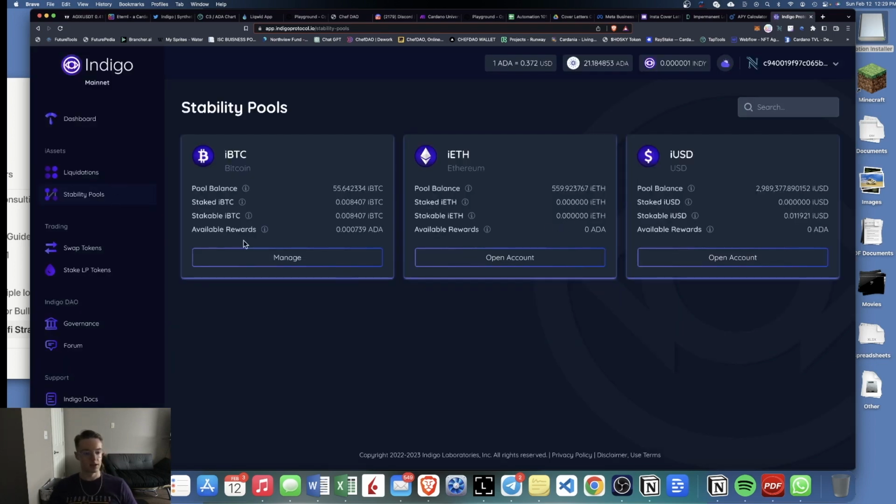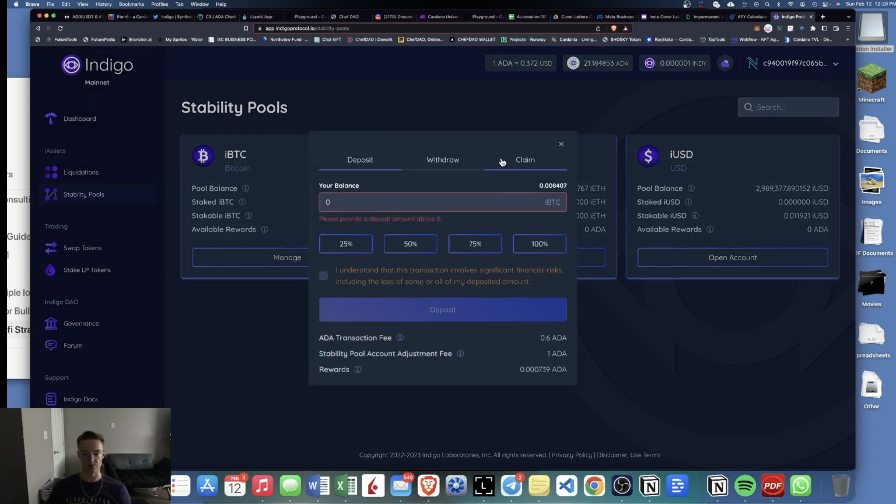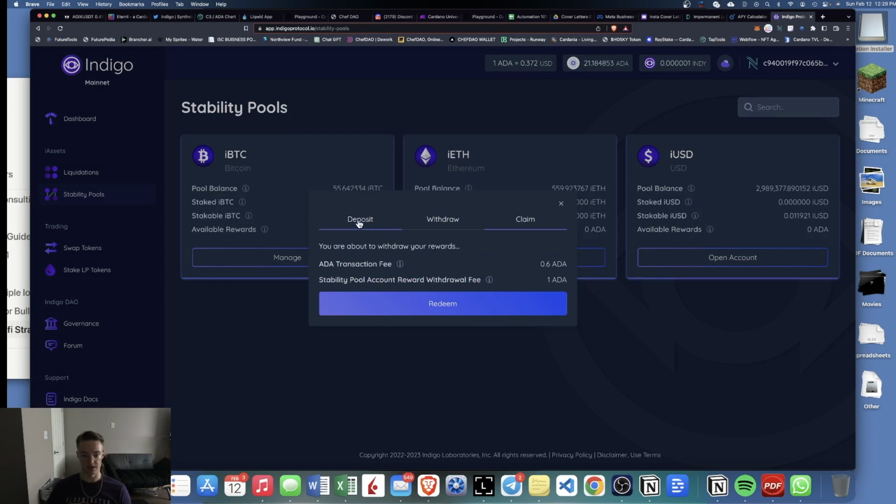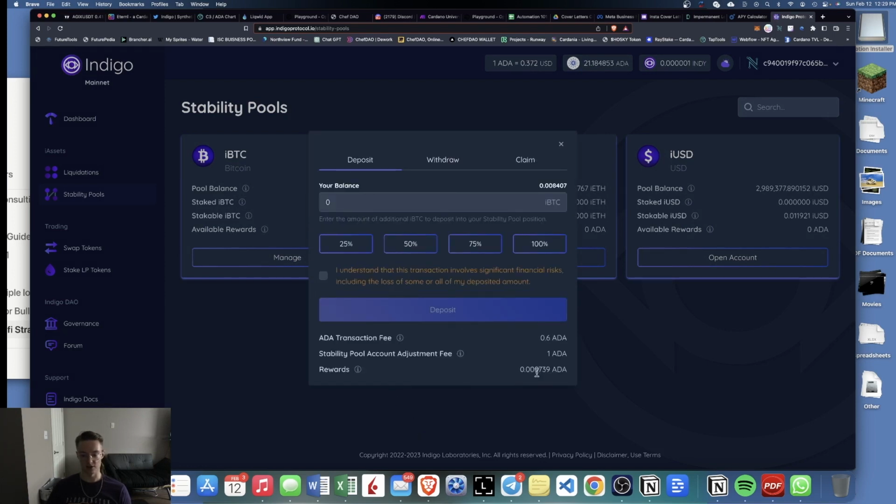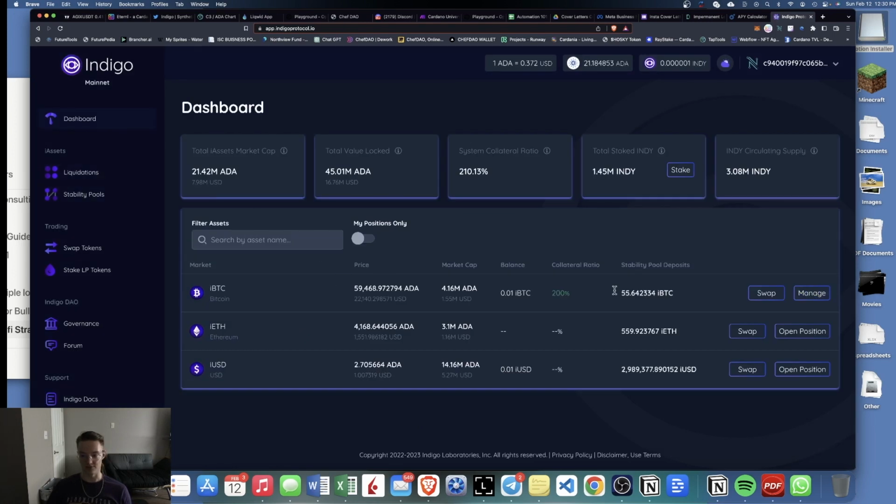Okay. So now I've borrowed some Bitcoin using ADA as collateral, and now I have put this Bitcoin into a stability pool, which is going to earn interest. And it doesn't tell you how much interest, but you can see I've already earned 0.000379 ADA. Back to the dashboard, and we can see our collateral ratio, our balance. We still have a little bit of Bitcoin that didn't go in or something, I guess.